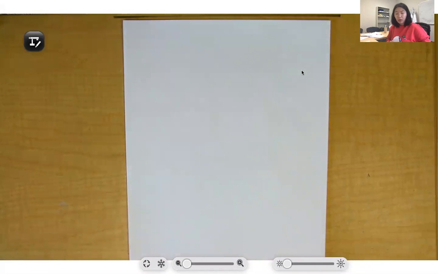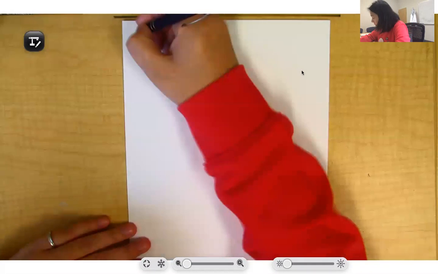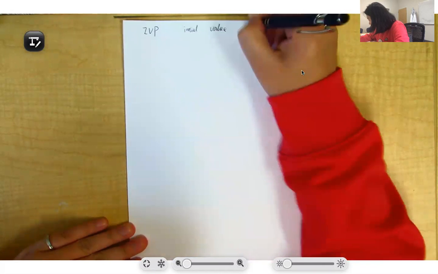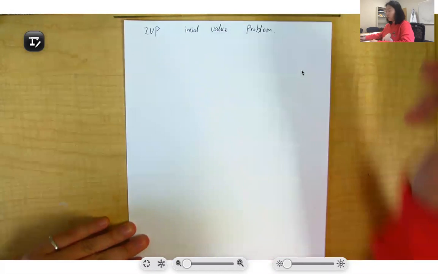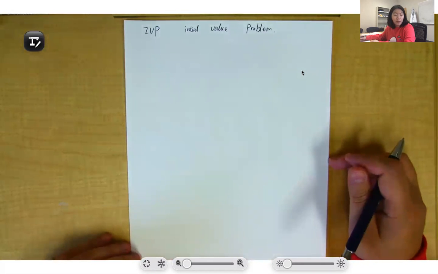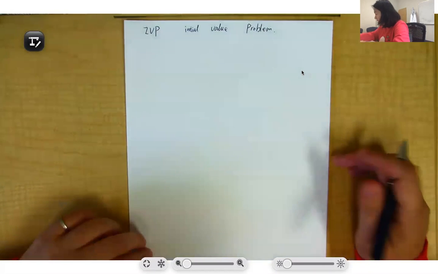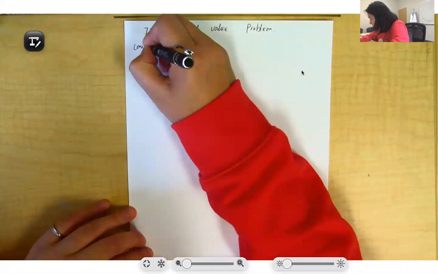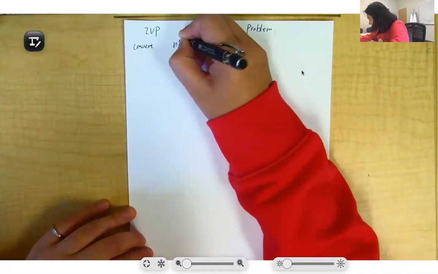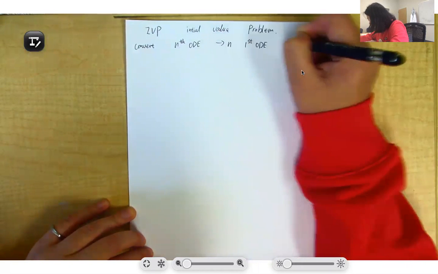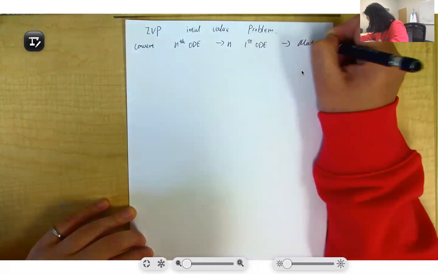So let's now start our next topic, which is IVP, initial value problem. To introduce this initial value problem, we will first introduce how to generally convert an nth order ODE into n first order ODEs and into a matrix representation.